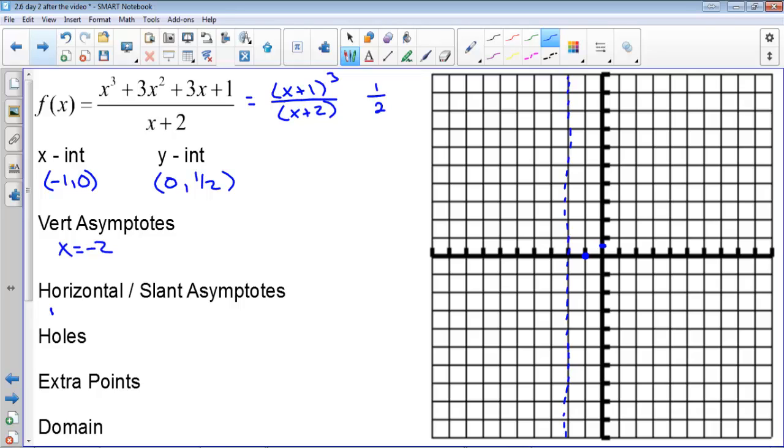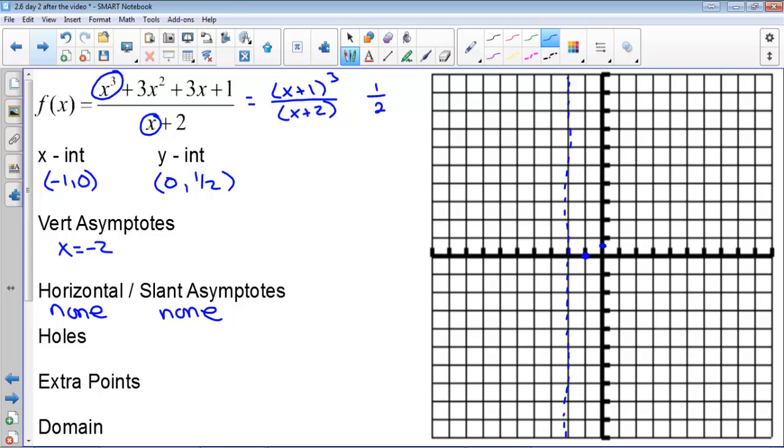Horizontal asymptotes, we have none because the top power is bigger than the bottom power, so this thing is shooting off to infinity, on the right at least. Slant asymptotes, here's why I show this one, because there are none. There are no linear asymptotes on this, not horizontal, there's a vertical one. And the reason I know that is because the top power is 2 more than the bottom power.